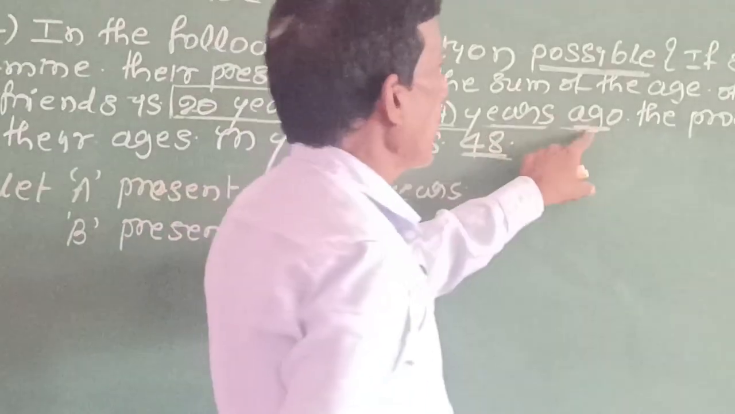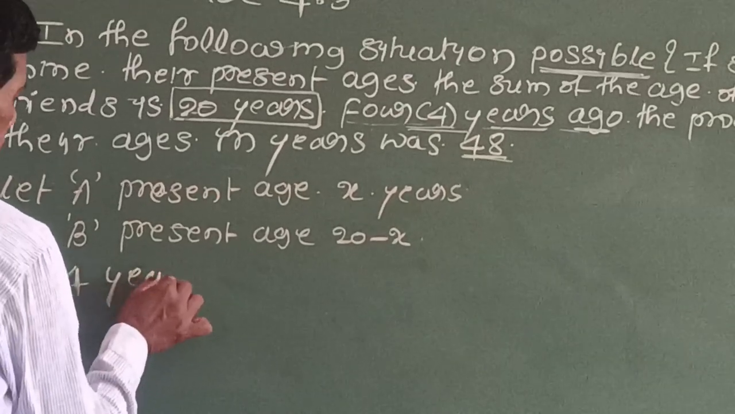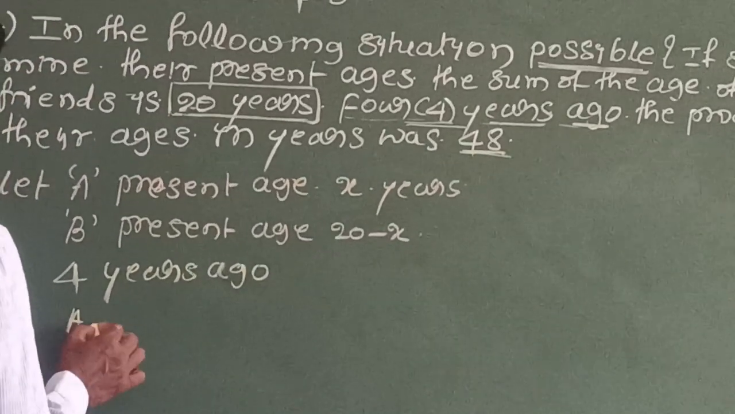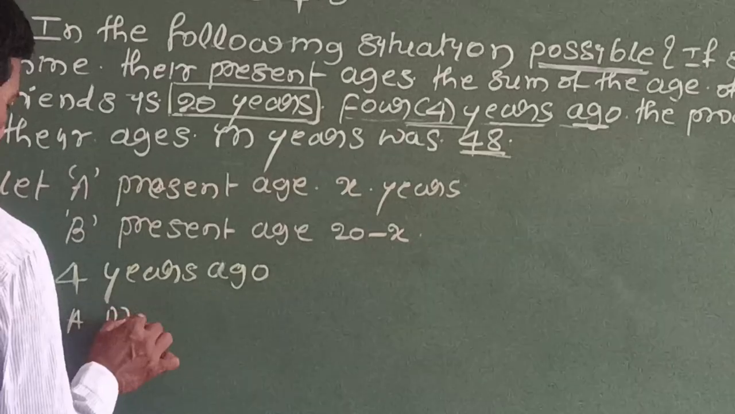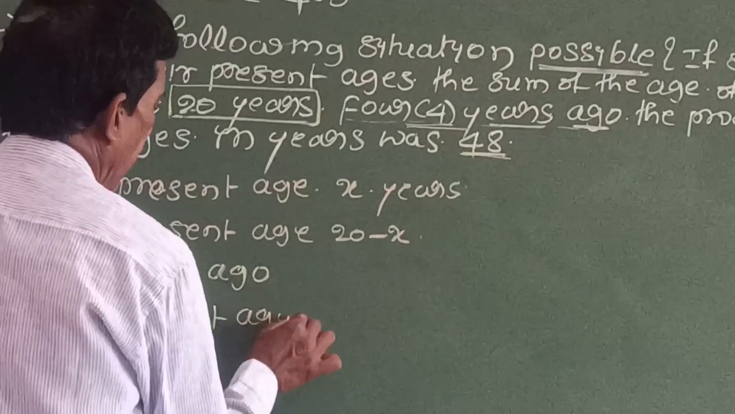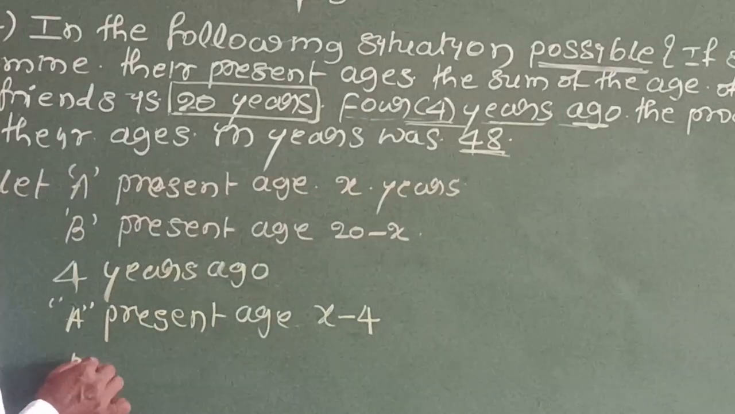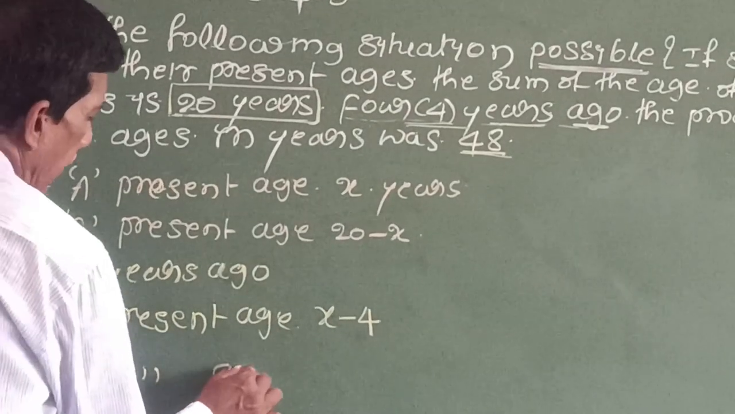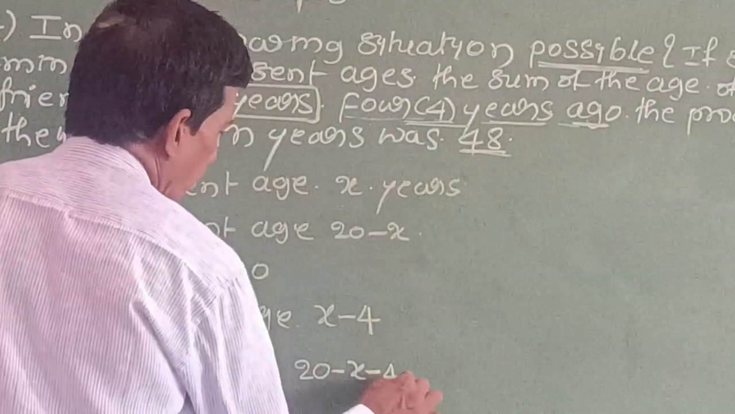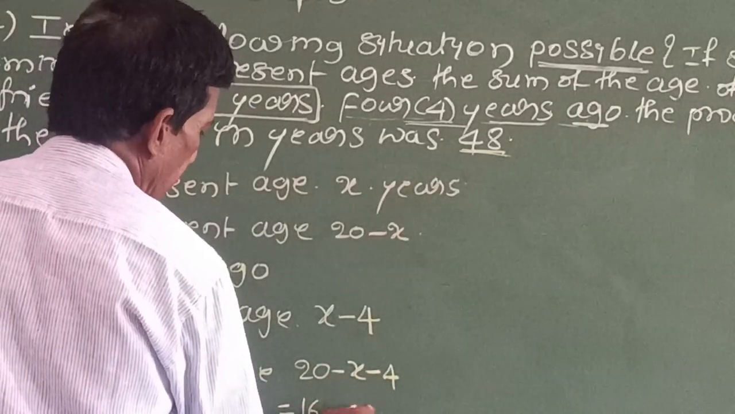Next, four years ago: A's age was X minus 4, and B's age was 20 minus X minus 4, so 20 minus 4 is 16 minus X.